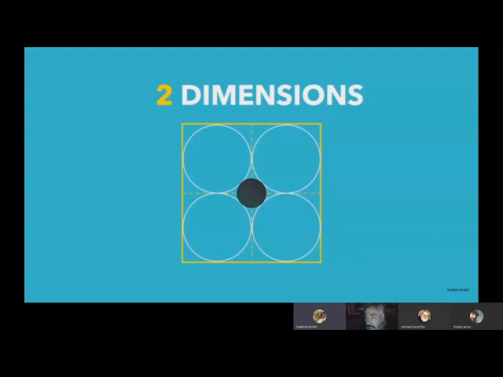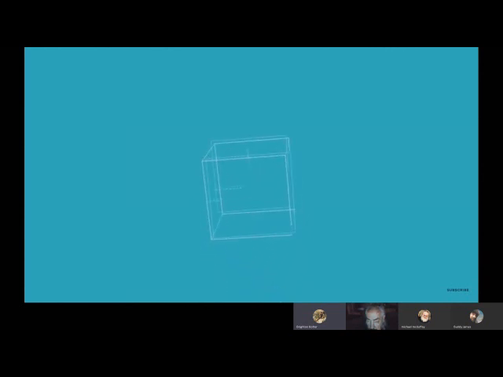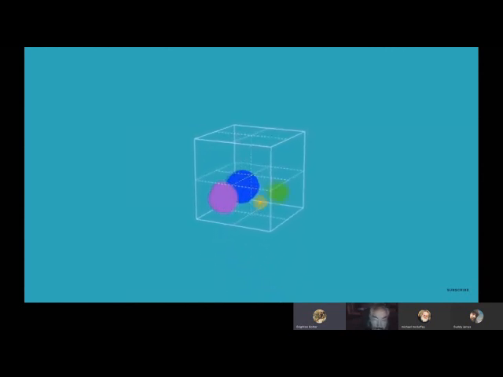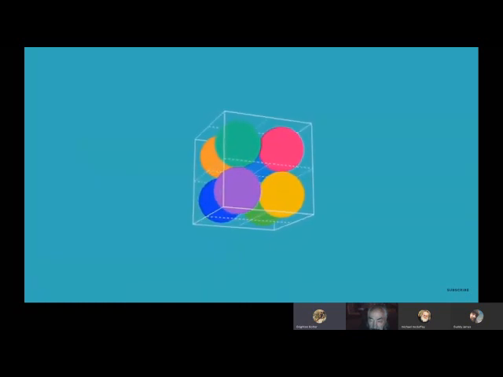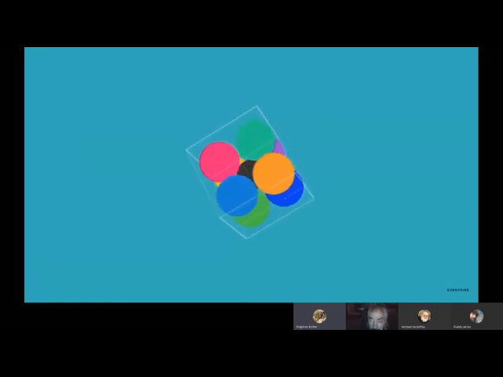Now, let's try the whole thing in 3D. Start with a cube and split it into 8 equal parts, or octants. Place a sphere so that it perfectly nestles inside each octant. In the center of the whole cube, draw a sphere so that it touches each of the other 8 spheres. Again, this sphere is way inside the cube.